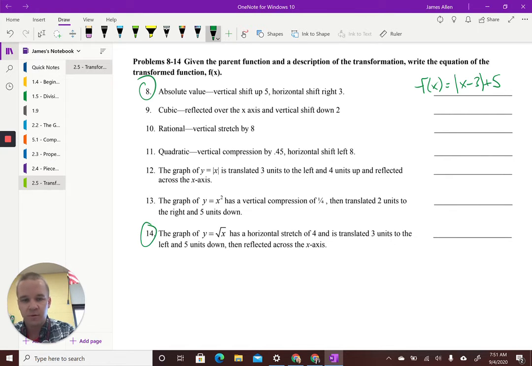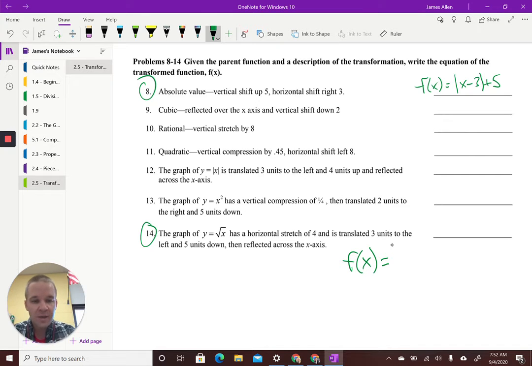So we did 8, and we're going to do 14 as well. I'm just going to write it down here because this one has a lot going on. All right. I have a radical function, okay? It's a square root function. It has a horizontal stretch of 4, okay? It's translated 3 units to the left, 5 units down, and it's reflected across the x-axis, okay?